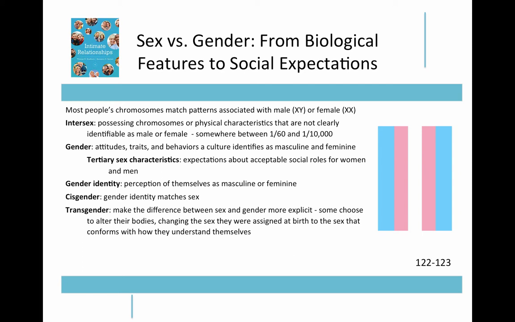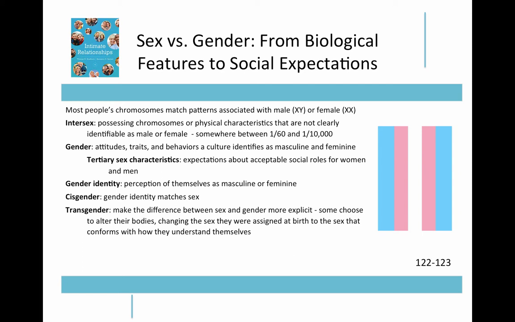Gender is the attitudes, traits, and behaviors a culture identifies as masculine and feminine. And so this gives rise to the idea of tertiary sex characteristics, which are expectations about what's acceptable social roles for women and men. Gender identity is the perception people have of themselves as masculine or feminine.